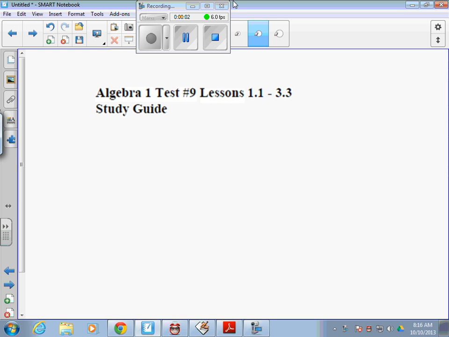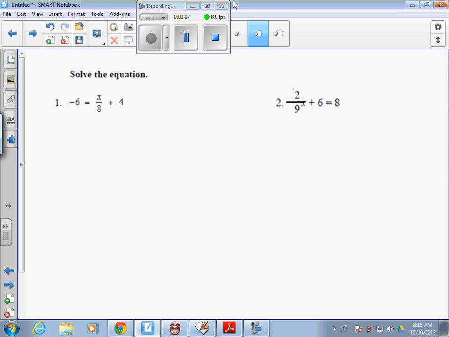This is Algebra 1, test number 9 study guide. Got through section 3.3, multiple step equations. Number 1 says solve the equation negative 6 equals x over 8 plus 4.